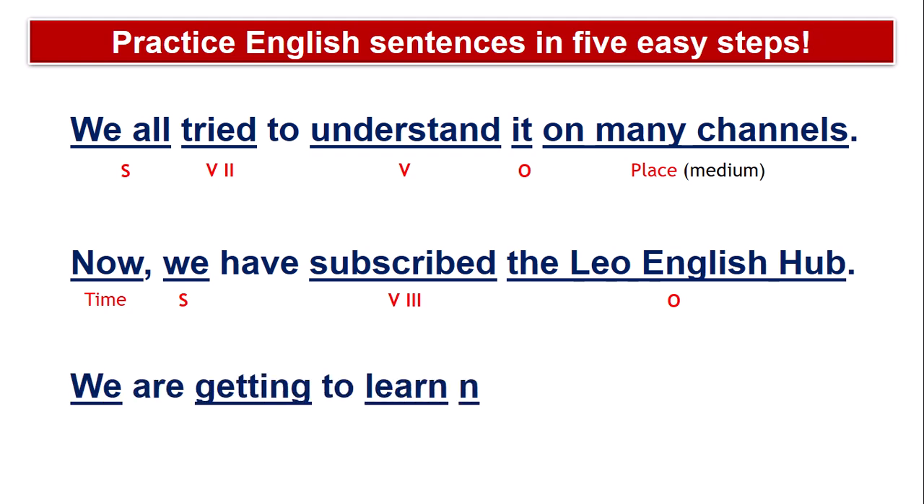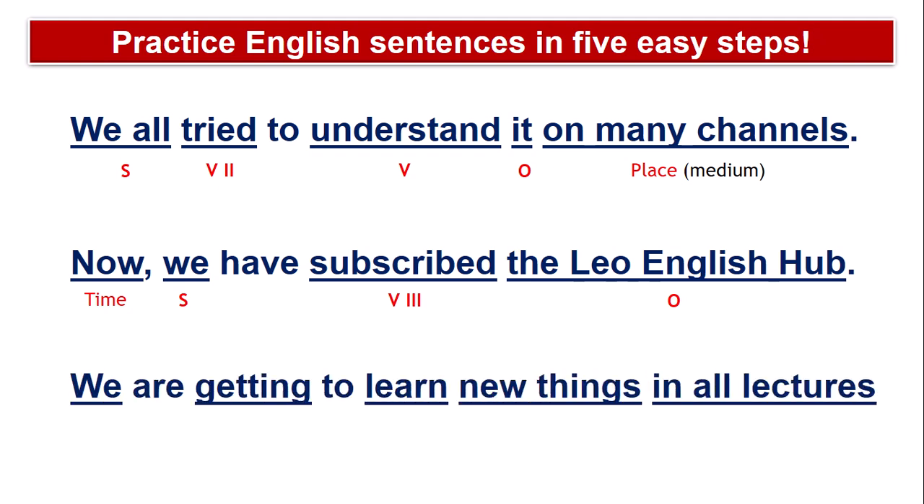The last sentence: we are getting to learn new things in all lectures. So getting to learn, again two verbs, but which tense? Continuous present tense, with verb ing form and verb simple, that is two verbs. We is the doer of the activity and new things is the object. In all lectures is the medium, right?